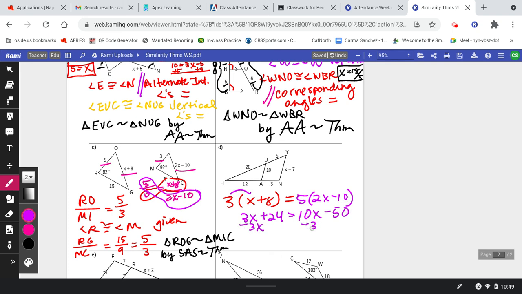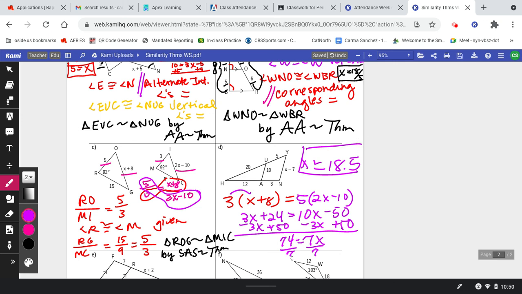Move the x's together. Move the 50 over. I'm getting 74. When I divide that on my phone calculator, 74 divided by 4, I get 18.5 as my decimal.